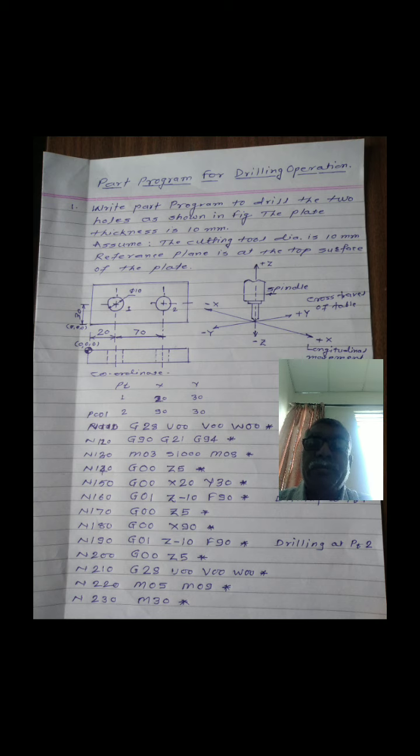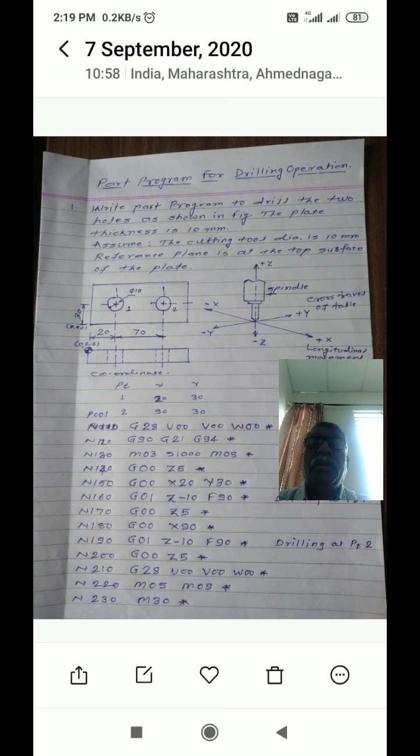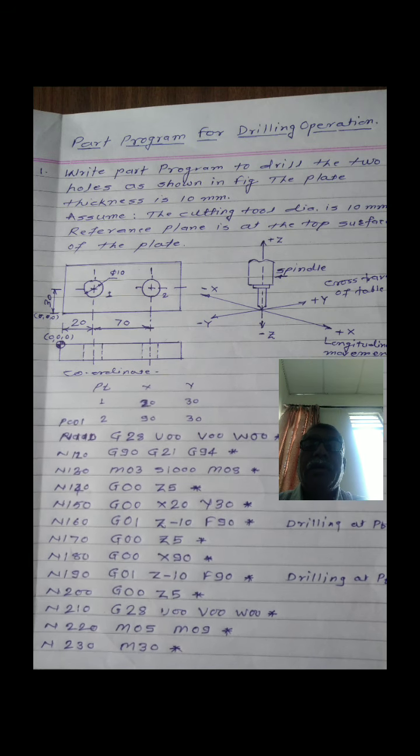Is it okay? Then you have to use the cutting tool. Generally in VMC, an end mill cutter is used for drilling operation. Instead of using the drill bit, here the end mill cutters are used on VMC machine to perform the drilling operation. Is it okay? Then we will learn how to write a part program for drilling operation.